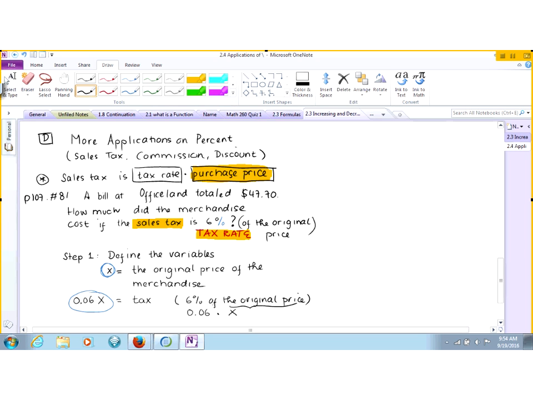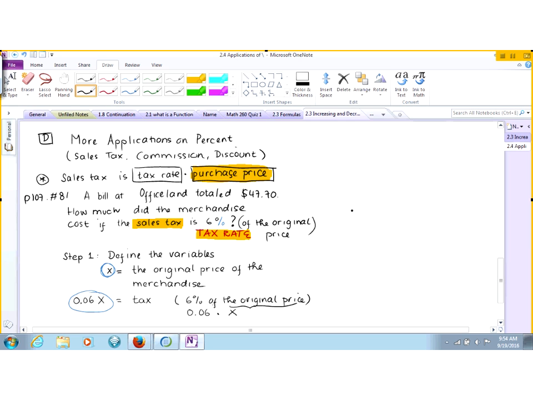Oh, I'm just following the one in the book. So this wording, a bill at office land, blah blah blah. This is from the book. So that's how the book worded it, right? So I didn't make up my own. No, it's harder. So how did he word something like this?